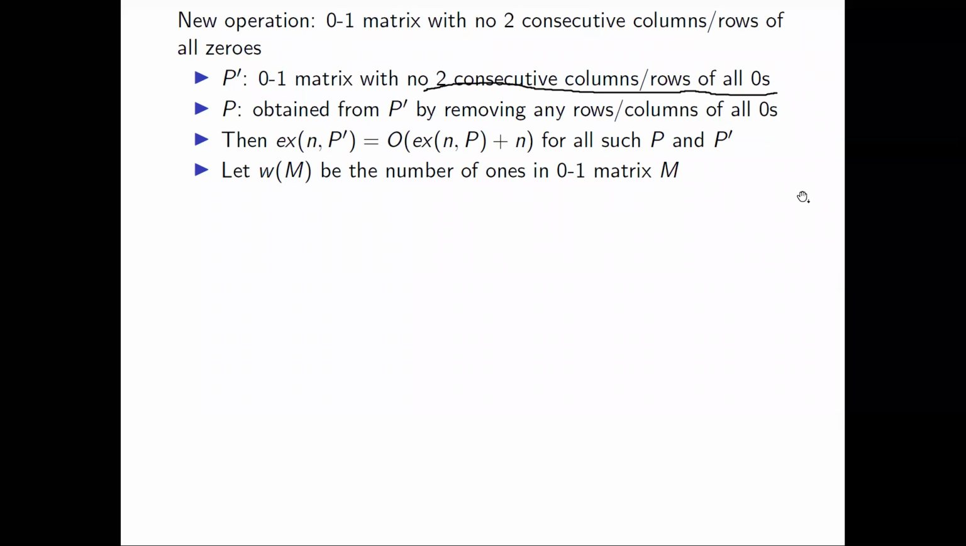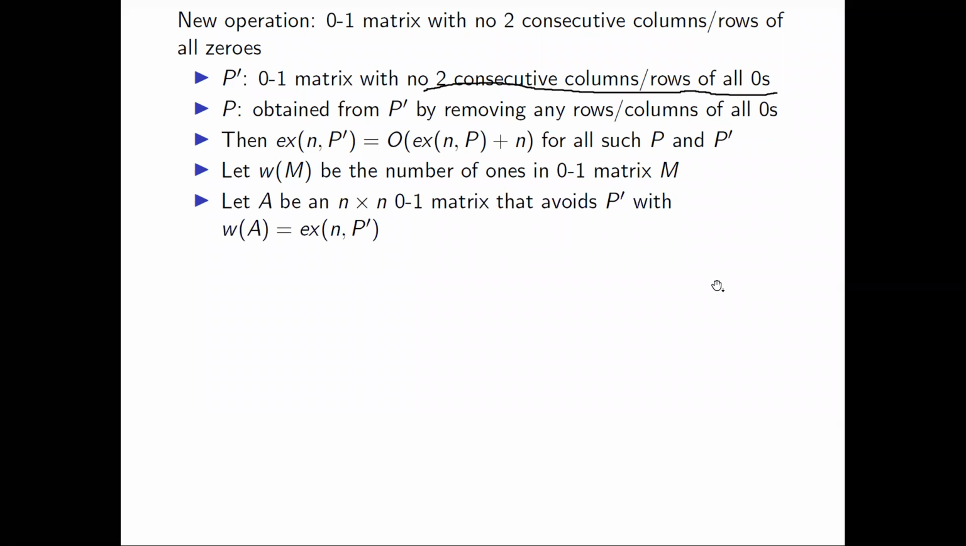And in order to prove this, we're going to use this notation, this shorthand. It's just going to save some space. W of M for any 0-1 matrix M is going to be the number of ones in the matrix. So we're going to suppose that A is an n by n 0-1 matrix that avoids P prime, and we'll assume that A has the maximum possible number of ones in any n by n 0-1 matrix that can avoid P prime, which by definition is the extremal function of n comma P prime.